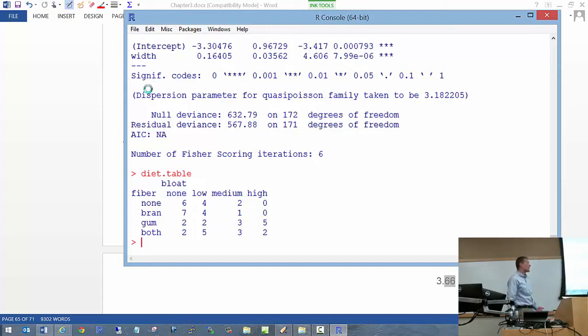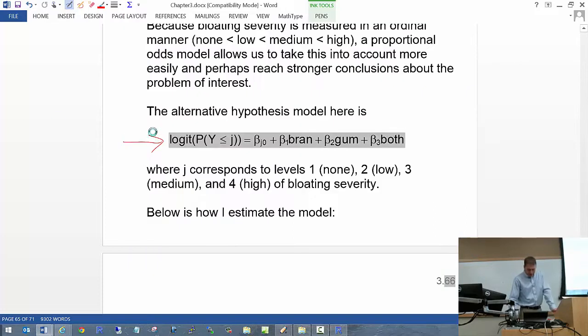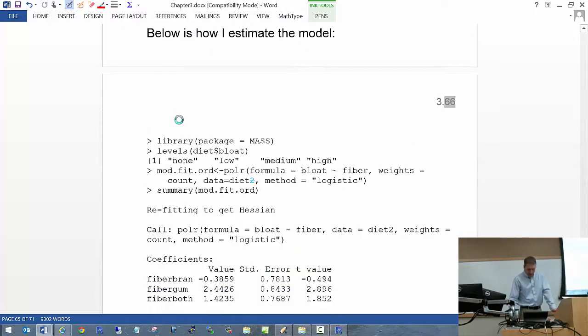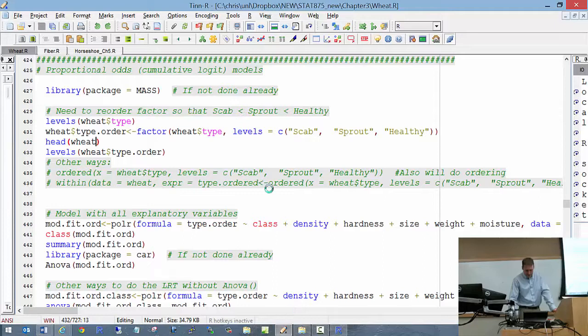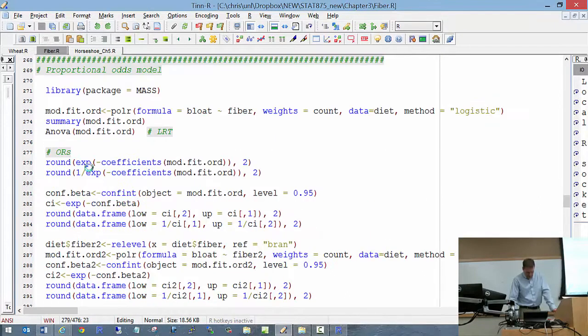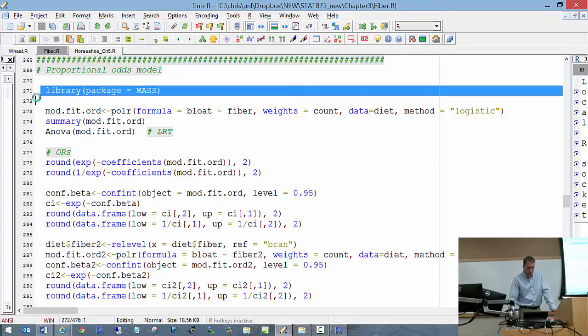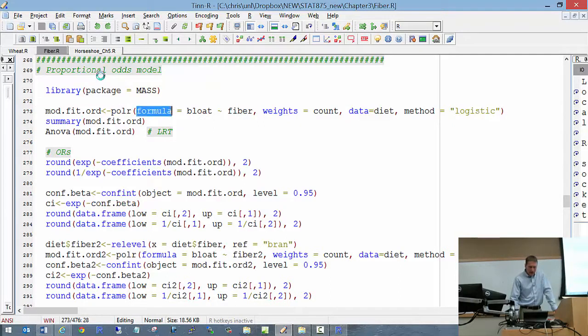Okay, so there's what the data set looks like. And I want to estimate a model to this data. So here's how I can do it. If you remember, I'm going to use the polr function that exists in the MASS package. So I say polr, formula equal, bloat is my response, fiber is my explanatory variable.